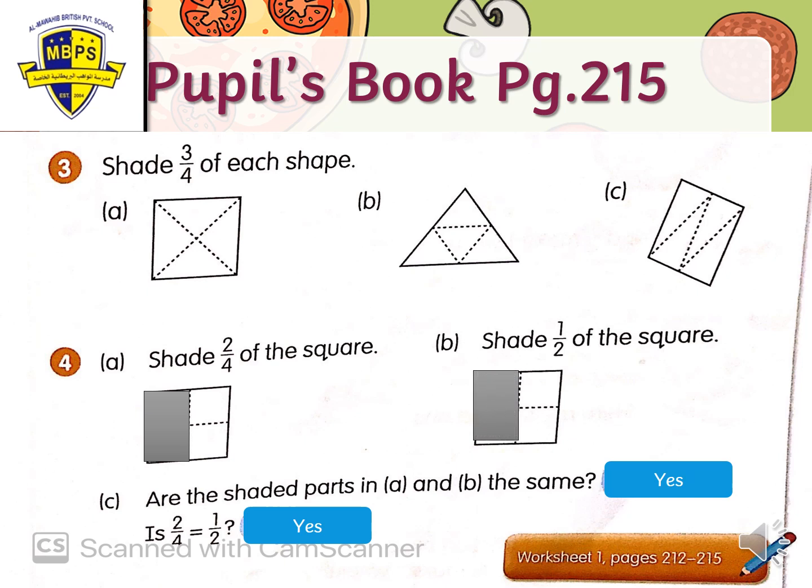Now look at the 2 quarters and the half. Are they equal? Yes, they are equal because the shaded parts here are the same. So 2 out of 4 is equal to 1 out of 2, or 2 quarters equal 1 half.